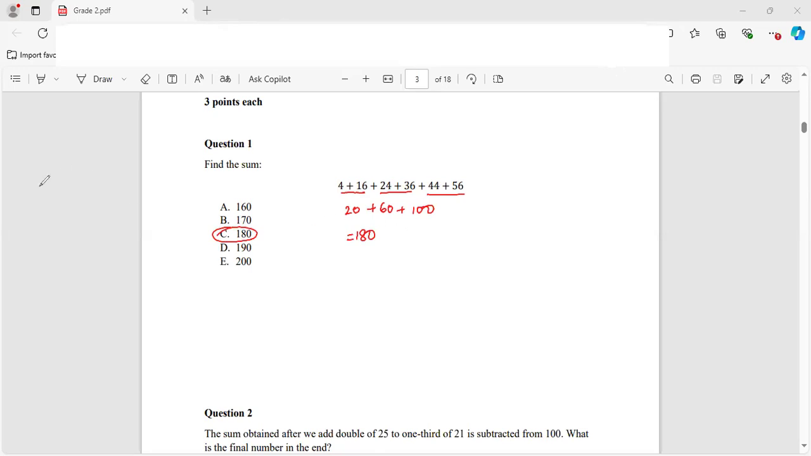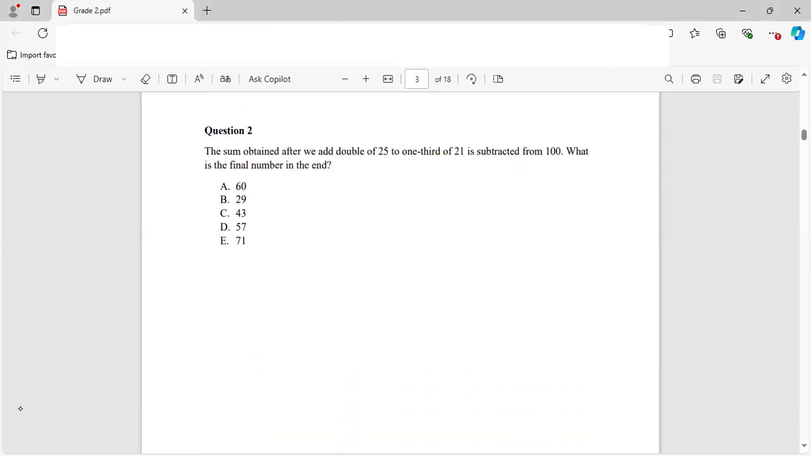We can do it this way. You can also do it like this, that 4 plus 56 is 60, 16 plus 44 is 60, and 24 plus 36 is also 60. So which is 60 times 3, which is 180. So the answer for this question is option C.